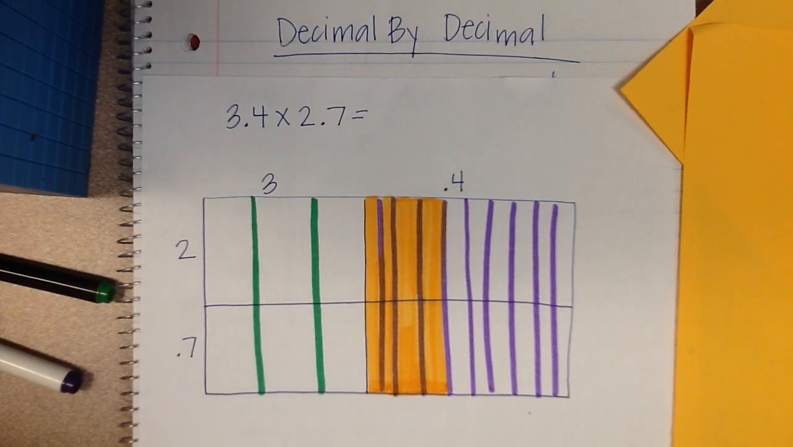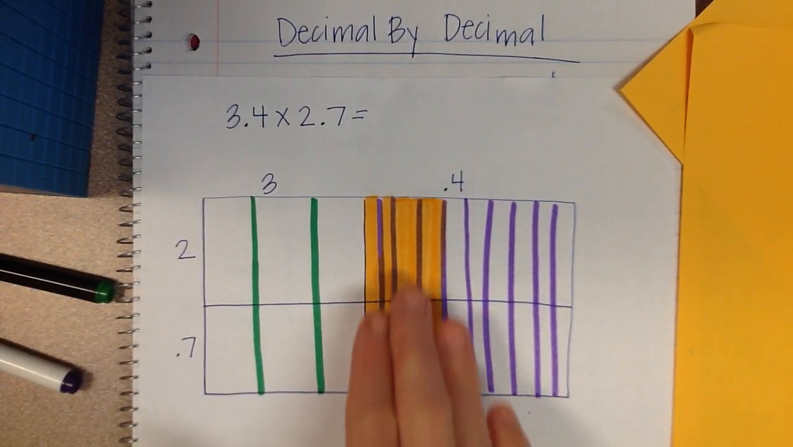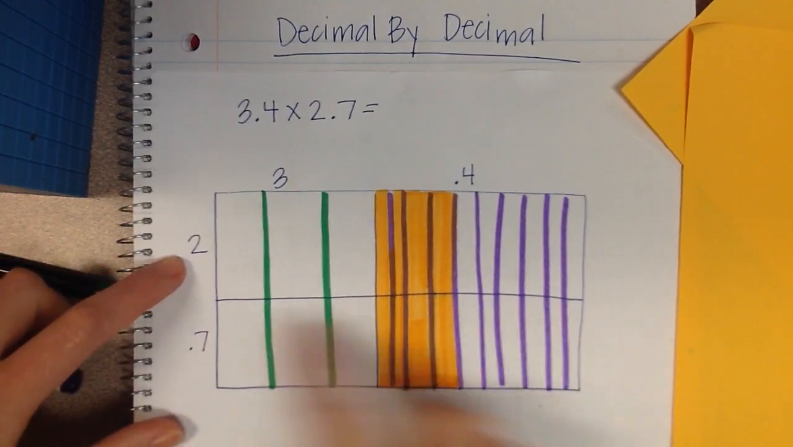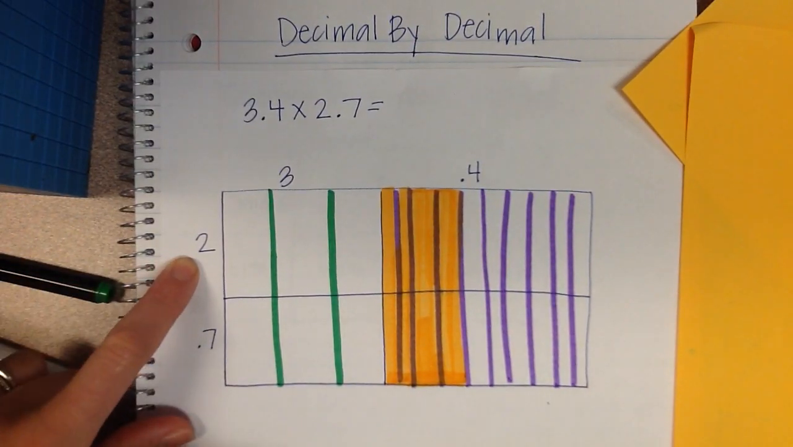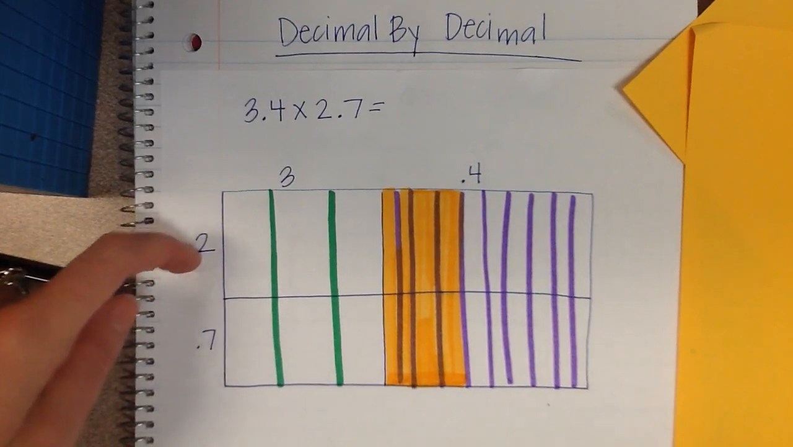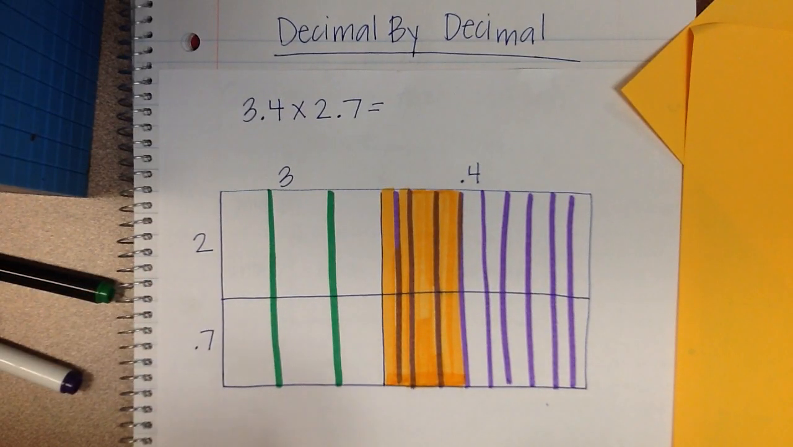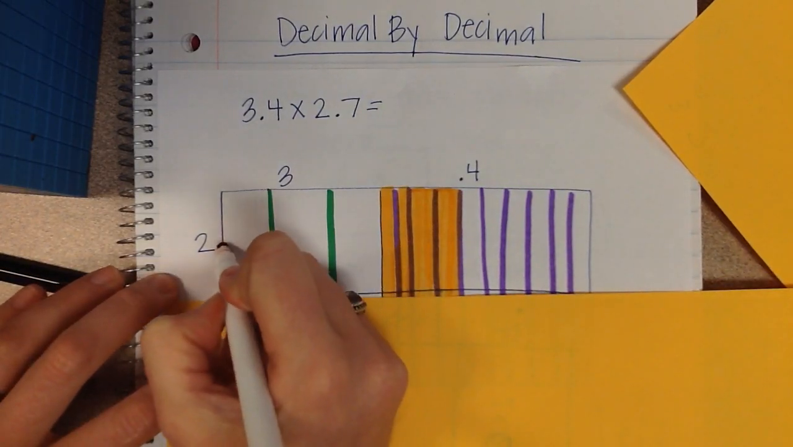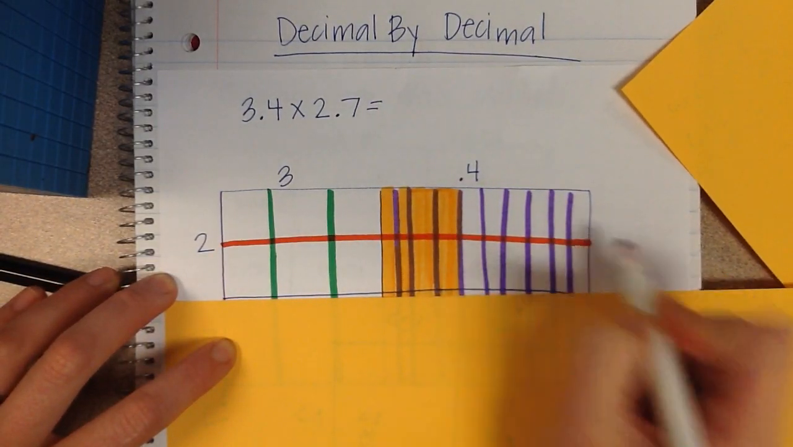So that's 4/10. I colored in only 4 because I needed 4 out of 10. Now what I'm going to do is focus on the horizontal part. So I'm going to break up the 2 section into 2, going all the way over.